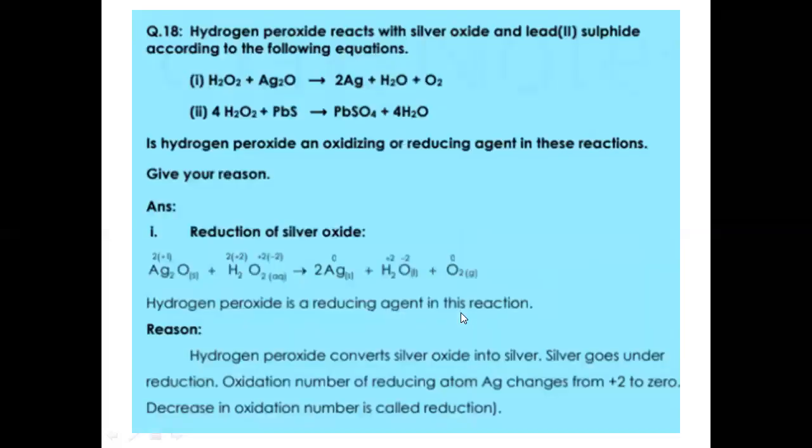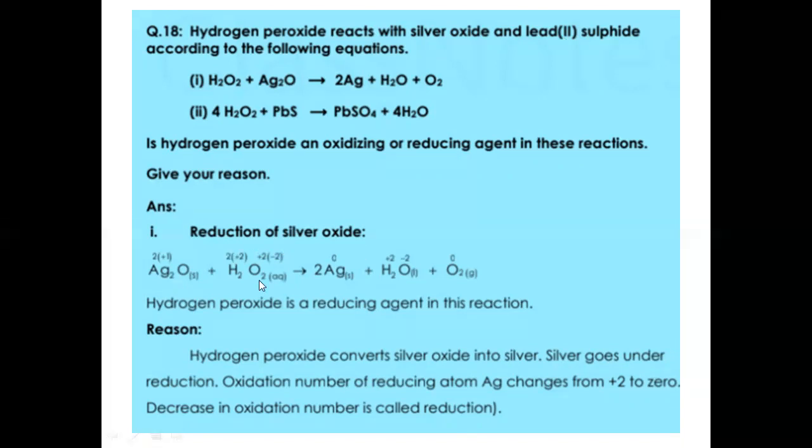Question number 18: hydrogen peroxide reacts with silver oxide and lead. The oxidation state of lead is 2, the 2 in brackets means that the oxidation state of lead is +2. According to the following reactions, we have to identify in these two reactions whether hydrogen peroxide, H2O2, is oxidized or reduced. So we will do the same thing.